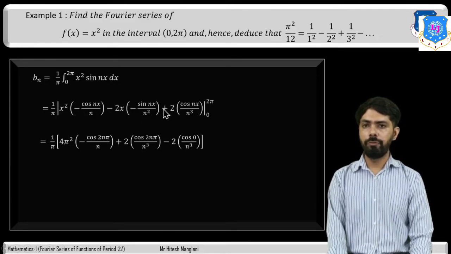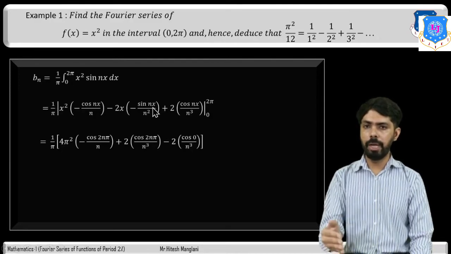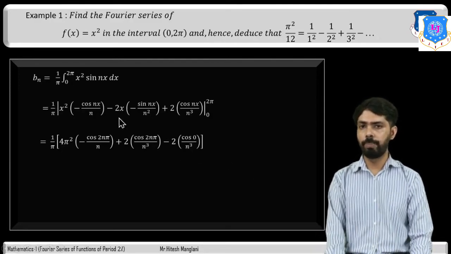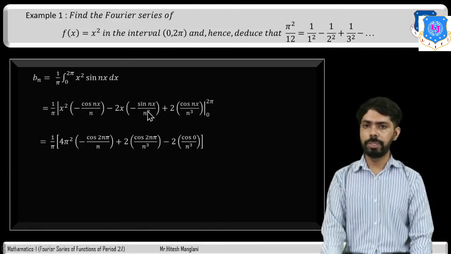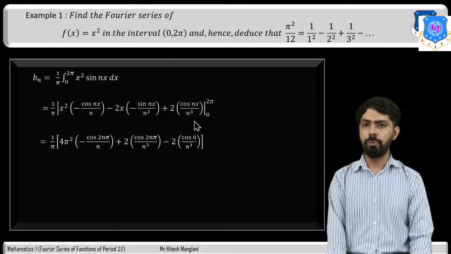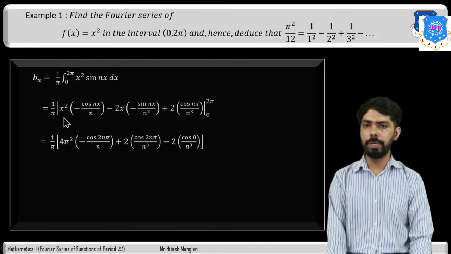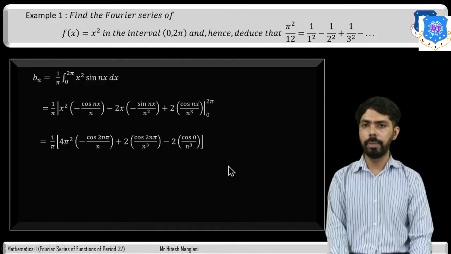Then here if we replace x by 2 pi, it will be sin 2n pi, and the value of sin 2n pi is 0. Therefore no need to write out this term. And here if we replace x by 2 pi, then it will be 2 into cos 2n pi divided by n cube. Now we will replace x by 0, that is the lower limit. If we replace x by 0, the first term will be 0. Same way, if we replace x by 0, the second term will be 0. Now the third term will be minus 2 into cos 0 divided by n cube. Here it is minus because of the lower limit.